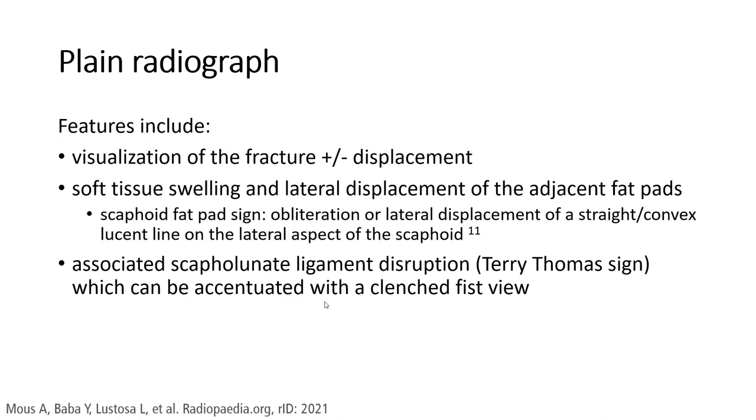Radiograph features include visualization of the fracture plus or minus displacement, soft tissue swelling, and lateral displacement of the adjacent fat pad, the scaphoid fat pad sign: obliteration or lateral displacement of a straight convex lucent line on the lateral aspect of the scaphoid.